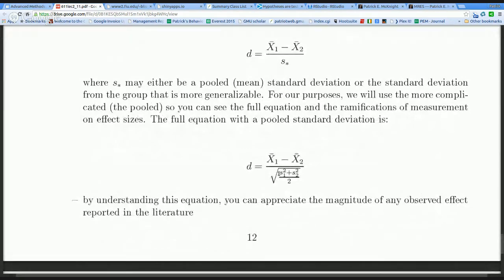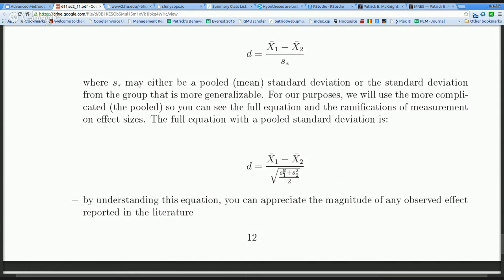The denominator is S1 squared plus S2 squared. Now we know what S squared is: S squared is variance. If you take the 2 variances of each of the groups and divide by 2, you're essentially averaging the variances, and then you take the square root of that. The reason we take the square root of the average of the variances is because variance is not what we want when comparing to our original metric, because variances are in our original metric squared.